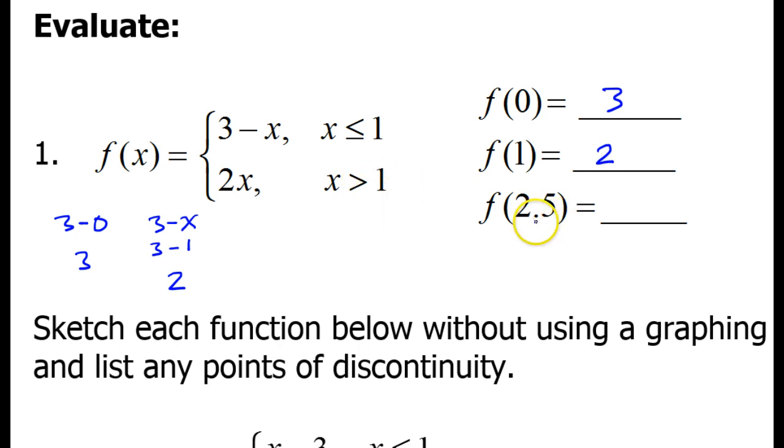Now finally, 2.5. 2.5 is greater than 1. That tells us that we're going to use the second piece. So the second piece says we do 2 times x. So that's going to be 2 times 2.5, which is 5. So the answer to this part is 5.